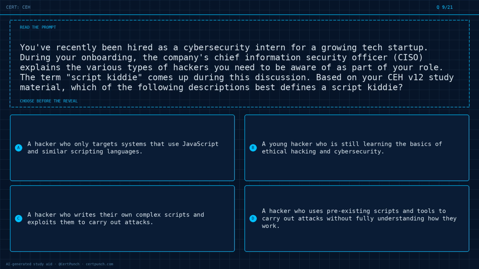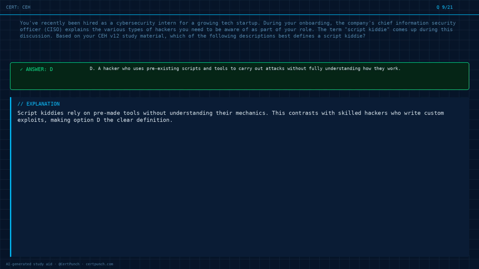The answer is D, a hacker who uses pre-existing scripts and tools to carry out attacks without fully understanding how they work. The answer is option D. Exam logic. Script kiddies rely on pre-made tools without understanding their mechanics. This contrasts with skilled hackers who write custom exploits, making option D the clear definition.